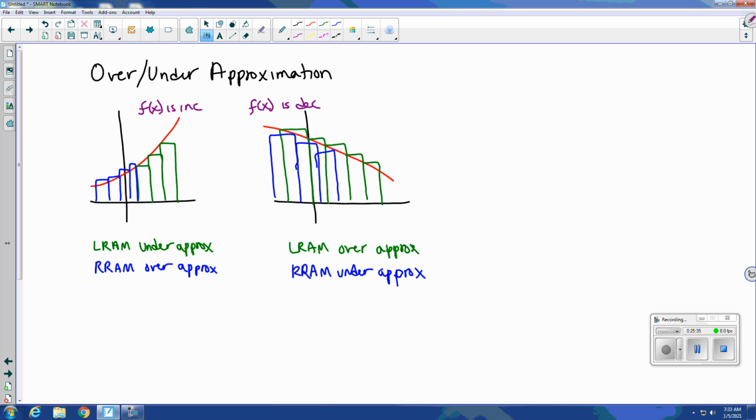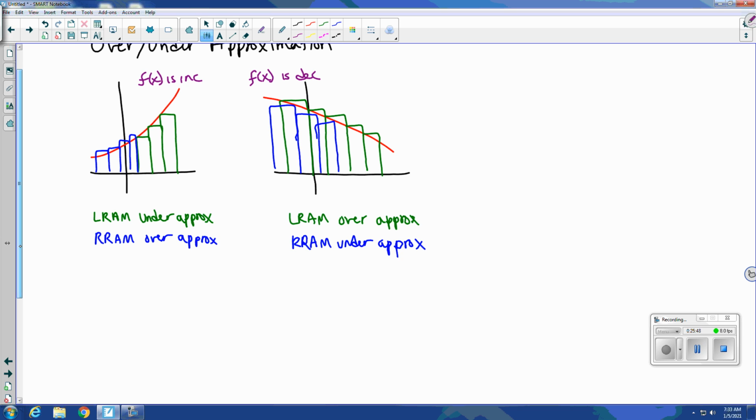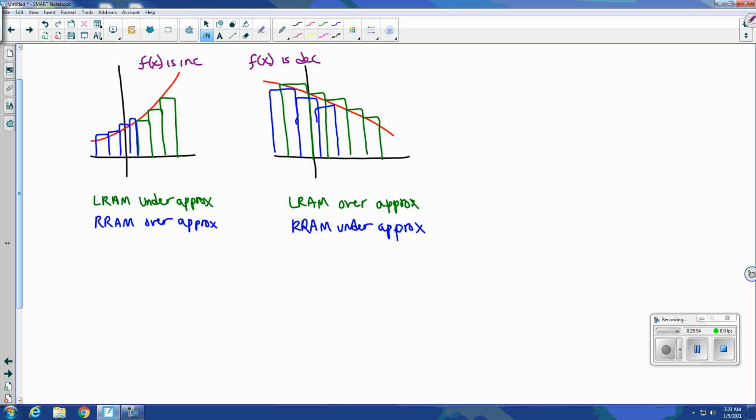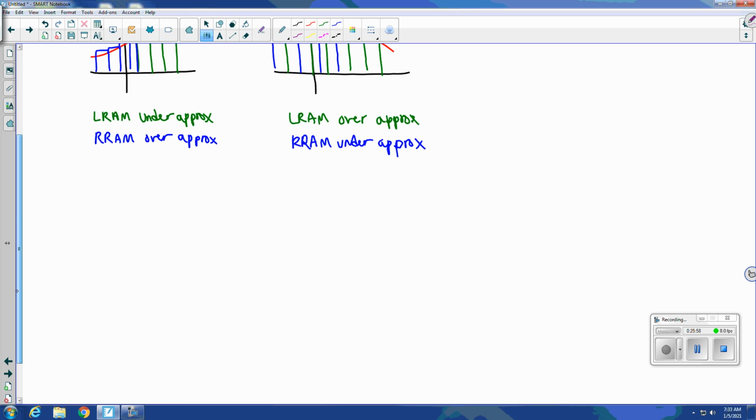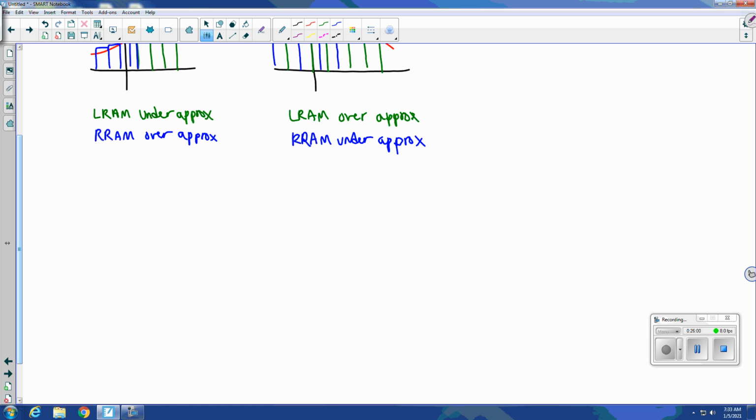So whether or not you have an over approximation or under approximation for the LRAM or RRAM methods, that's all dependent on whether or not the function is increasing or decreasing. If you forget it, just draw out a picture. Say, okay, I know f is increasing, and then just draw an example LRAM, and you'll see that it's an under approximation.